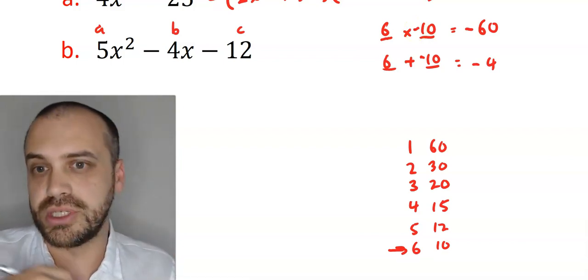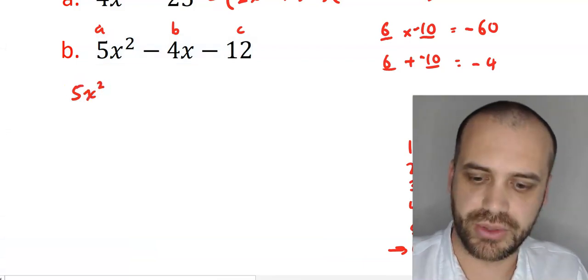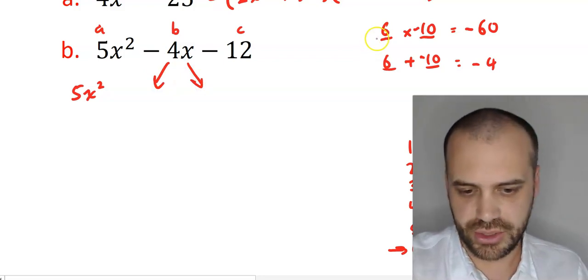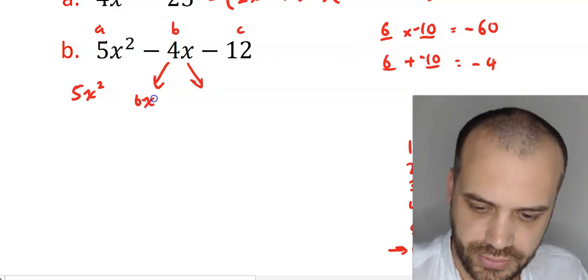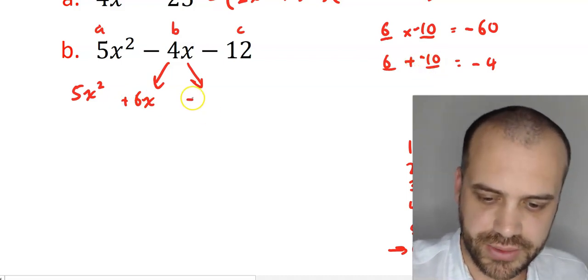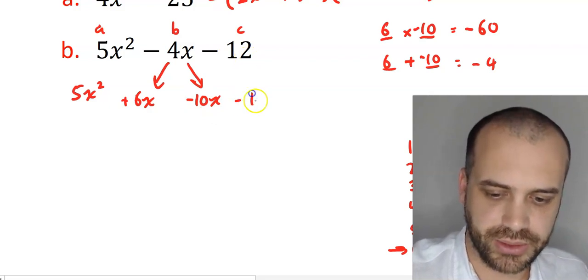I then use decomposition, so I leave this a value as it is, 5x squared. I decompose this b value into positive 6x and negative 10x. And then this c value comes down as well.